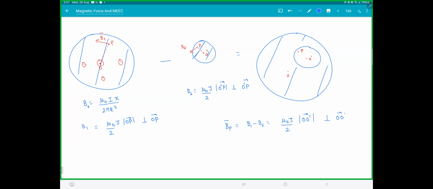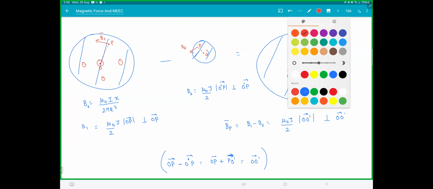So OP bar minus O dash P bar can be written as OP bar plus P O dash bar. So this becomes O O dash bar, just a constant vector there. So the field inside is constant. It's a good result.